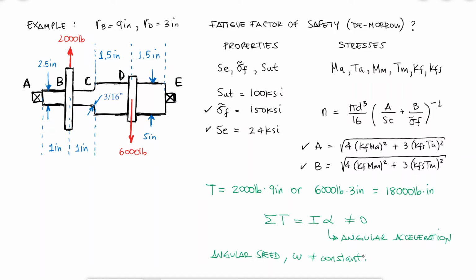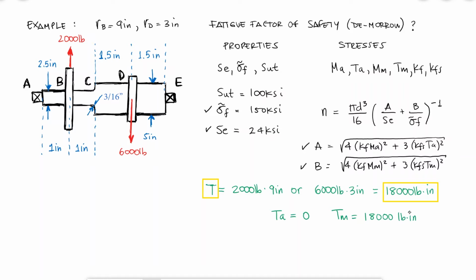Additionally, since these forces don't change and therefore the torque remains constant, I can conclude that the alternating torque value is zero and that the torque that I already calculated is equal to the value of the mean torque. Looking at the free body diagram, I can calculate the reaction forces at A and E by knowing that the sum of moments about A is equal to zero since the shaft is not rotating about A.